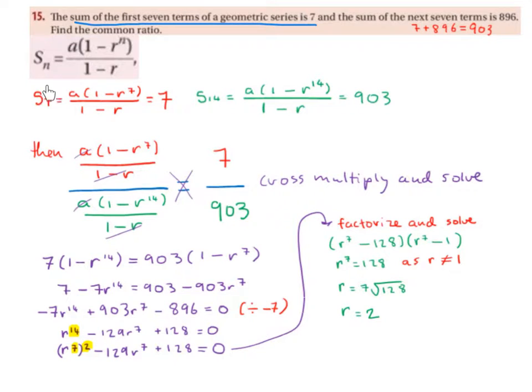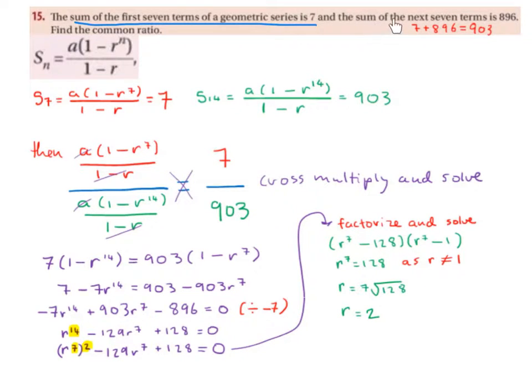So I'm going to let S7 equal the formula. This is my sum of series formula for geometric series, which is Sn equals a times 1 minus r to the power of n divided by 1 minus r. So the sum of the first 7 terms is 7. So I have S7 equals a times 1 minus r to the power of 7, swapping that n for 7, divided by 1 minus r. And that is all equal to 7.